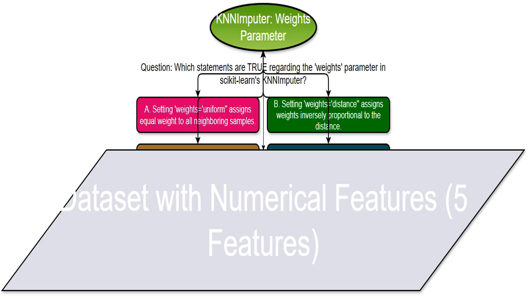This specifies the type of data we are working with. Numerical data with 5 different characteristics. It reminds us that this technique only works for numerical values, not for categories like colors or types. This is crucial context for understanding the problem.